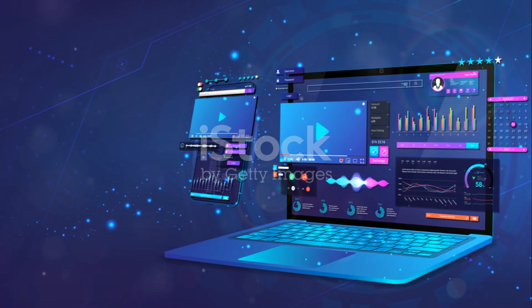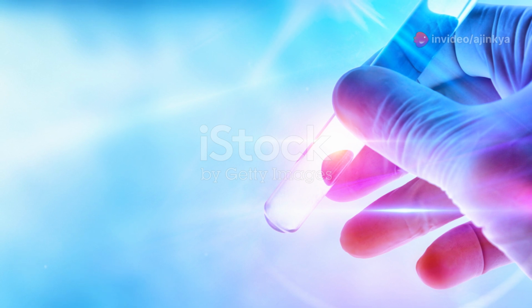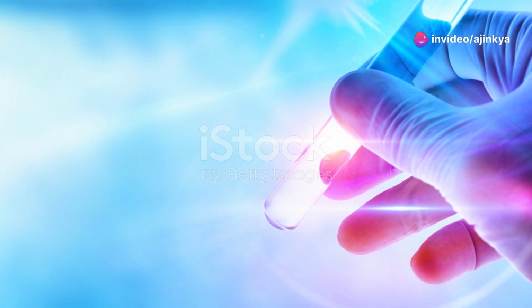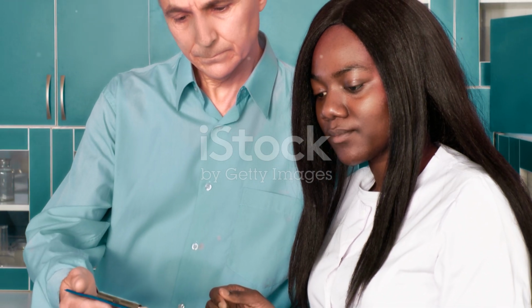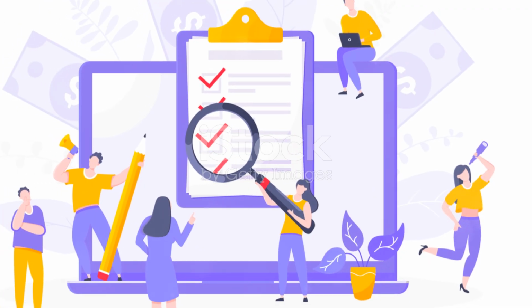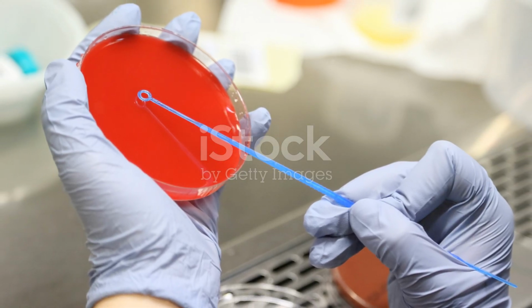Remember, this is a simplified explanation. Real-world calculations can be more complex and may require additional considerations. Always consult with a biostatistician to ensure your sample size is appropriate. And that's it. By understanding and calculating the correct sample size, you're taking a crucial step towards conducting reliable and ethical research.